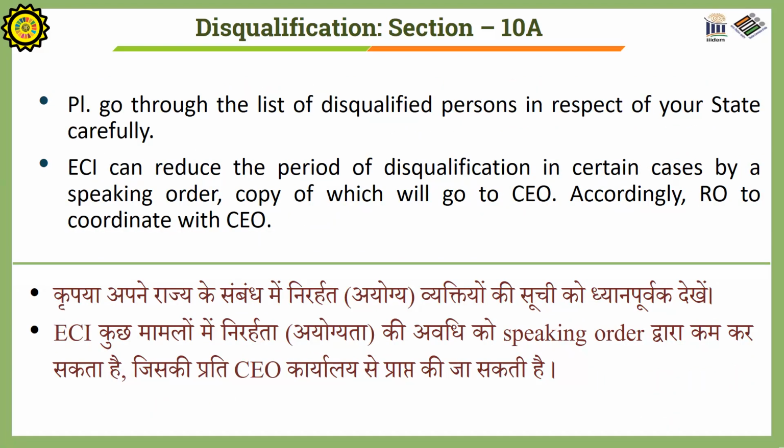Please go through the list of disqualified persons in respect of your state carefully. ECI can reduce the period of disqualification in certain cases by a speaking order, a copy of which will go to the CEO. Accordingly, the RO is to coordinate with the CEO.